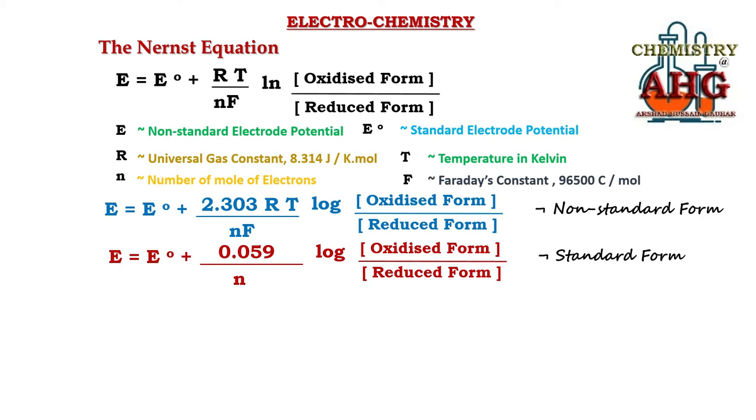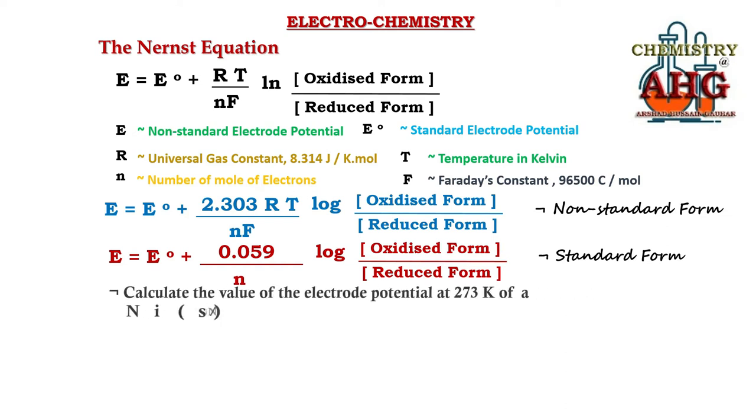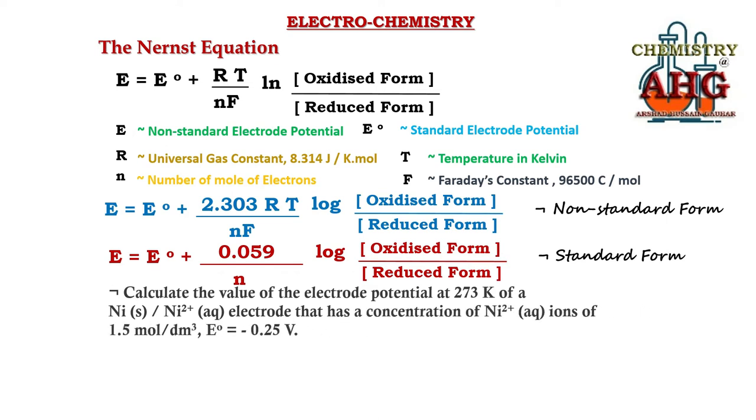Okay, now how and when to use which form of the Nernst equation? Let's start doing some numerical problems. You will get to know how to use the non-standard form or standard form. Let's look at this first question. In this question, it is required to calculate the value of electrode potential at 273. You can see the temperature given in this question is non-standard. So for this non-standard temperature, you will use the non-standard form of the equation.